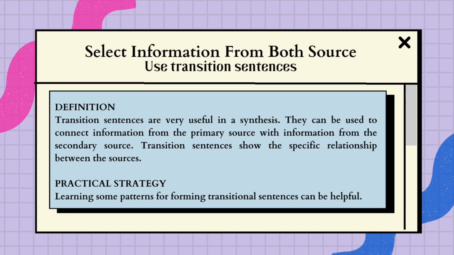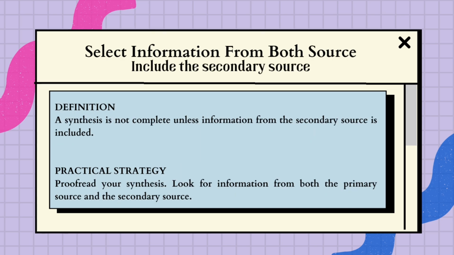Second, use transition sentences. Transition sentences are very useful in a synthesis. They can be used to connect information from the primary source with information from the secondary source. Transition sentences show the specific relationship between the sources. Practical strategy. Learning some patterns for forming transition sentences can be helpful. Third, include the secondary source. A synthesis is not complete unless information from the secondary source is included.